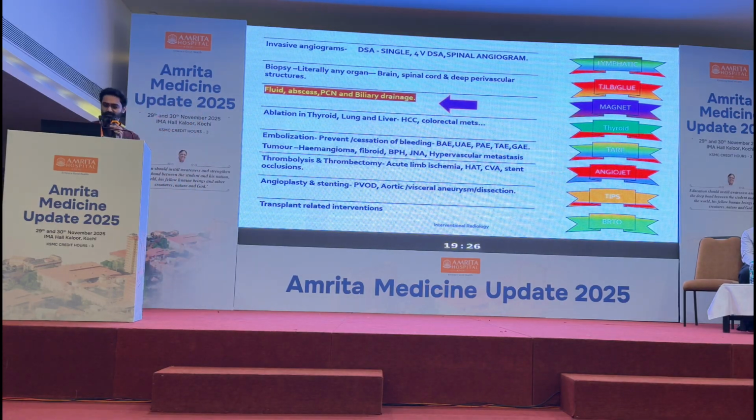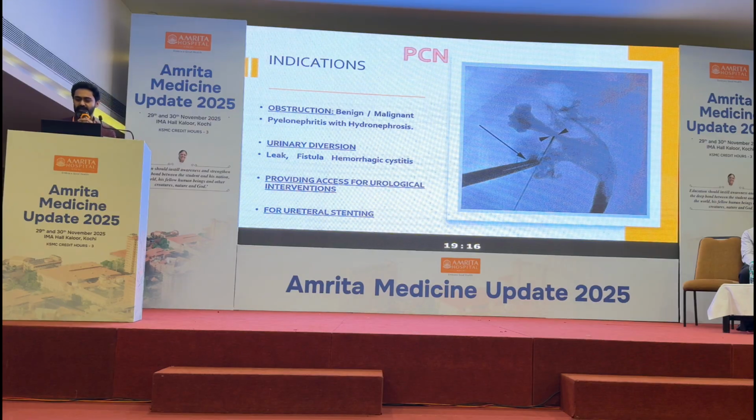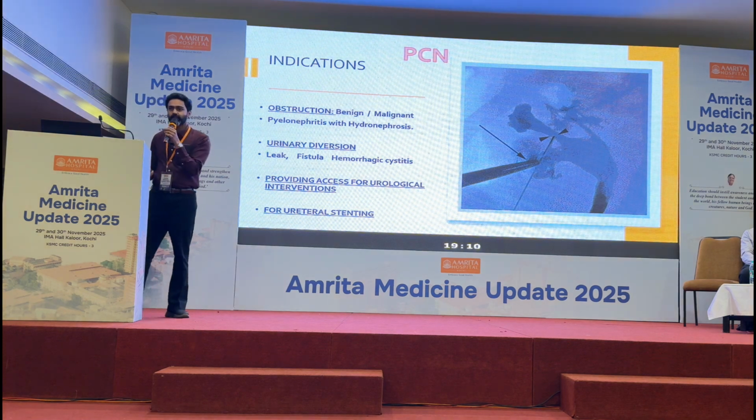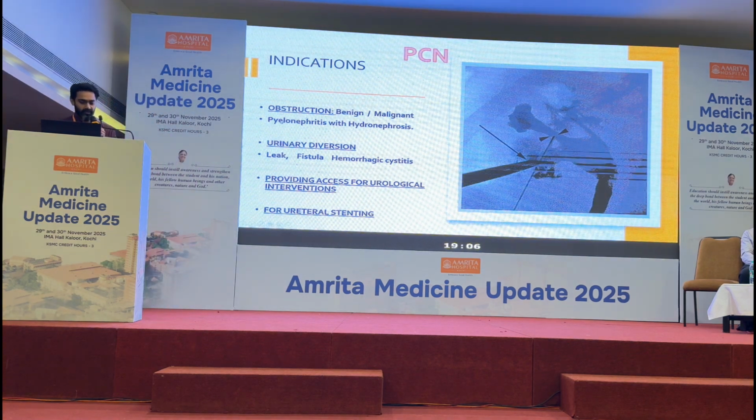Now, let us see what the therapeutic interventions are which we do. Starting with aspirations and pigtail drainages. We do percutaneous nephrostomy for those patients wherein there might be an obstruction to the renal pelvis or to the ureter, or if there is a leak or fistula down there in the ureter or in the bladder.